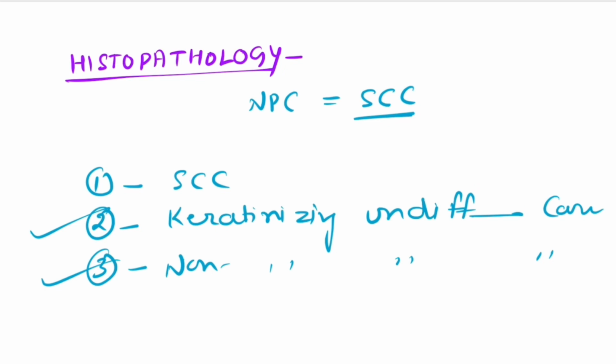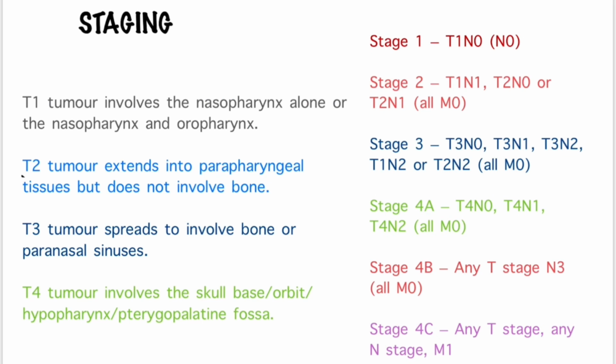The type 1 squamous cell carcinoma will be a similar type of cancer, and the pathway will be the same as other head and neck cancers. But keratinizing and non-keratinizing undifferentiated carcinomas are due to EBV. Wherever there is a cancer, there is a staging. So let's stage the primary nasopharyngeal tumors. Start with T1. T1 means the tumor involves the nasopharynx alone or the nasopharynx and oropharynx.